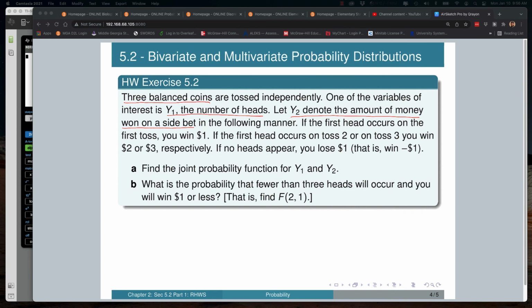All right. So the side bet, the betting goes on in the following form. It said if the first head occurs on the first toss, so if you flip all 3 and you get a head on the first toss, you win $1.